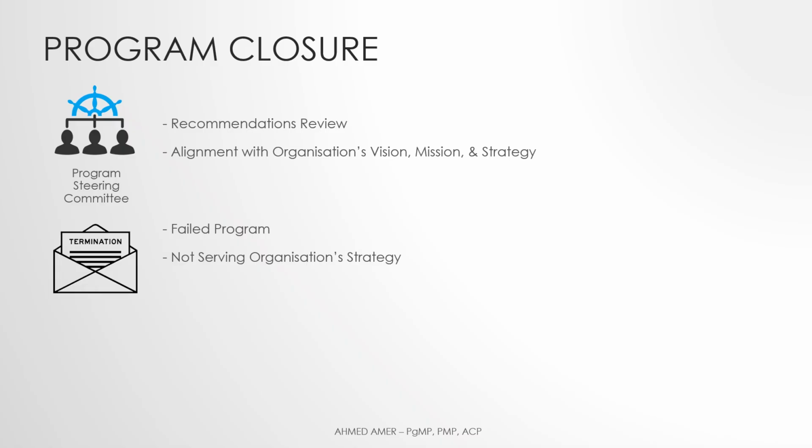We mentioned before that sometimes a program may need to be terminated not because it failed, but because the organization's strategy or external environment has changed. These changes might reduce the expected benefits or eliminate the need for the program altogether. No matter why the program is being closed, whether it's completed successfully or terminated early, the closure procedures must be followed. This is part of the established governance to wrap up the program properly.